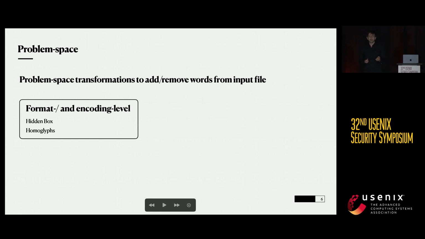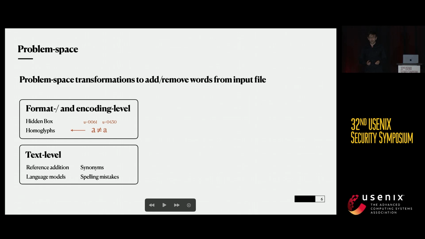We had a hidden box, and this hidden box allows an attacker to add an arbitrary number of words that are extracted by the PDF to text tool, but are not visible by the PDF viewer. So we really exploit these problems with all these PDF and format issues. Then we had homoglyphs that are just similar looking characters. So the Latin A looks very similar to the Cyrillic A, so you can exploit that.